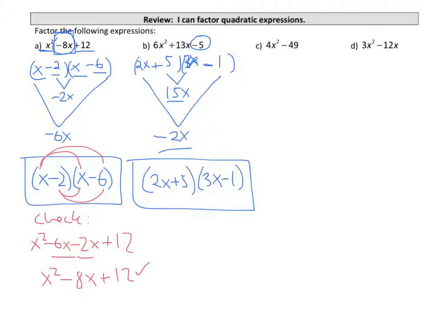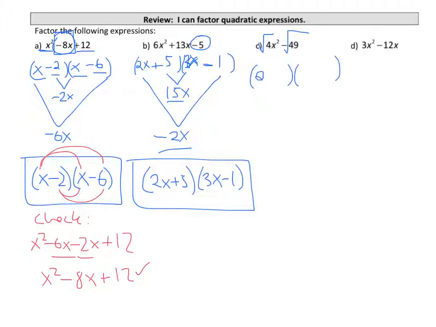first we always check for a GCF. For 4 and 49, nothing goes into both of those besides 1, so no GCF. But whenever you have two terms that are being subtracted and they're both perfect squares, we call this a difference of squares. And it always factors into two binomials that are the same, except they have opposite signs in the middle.